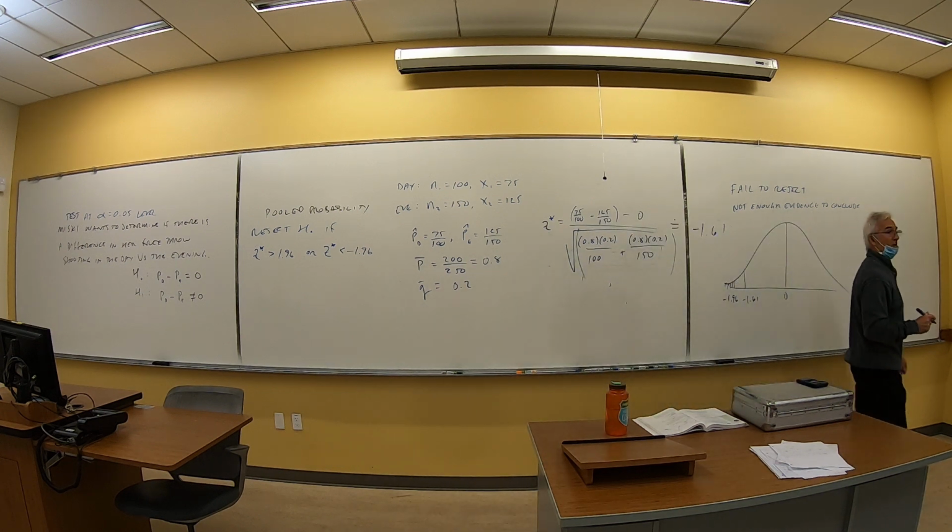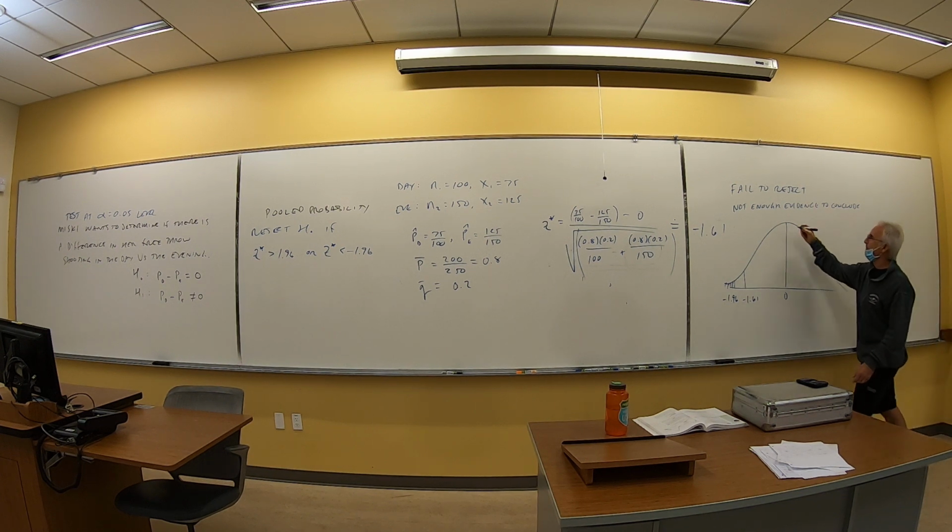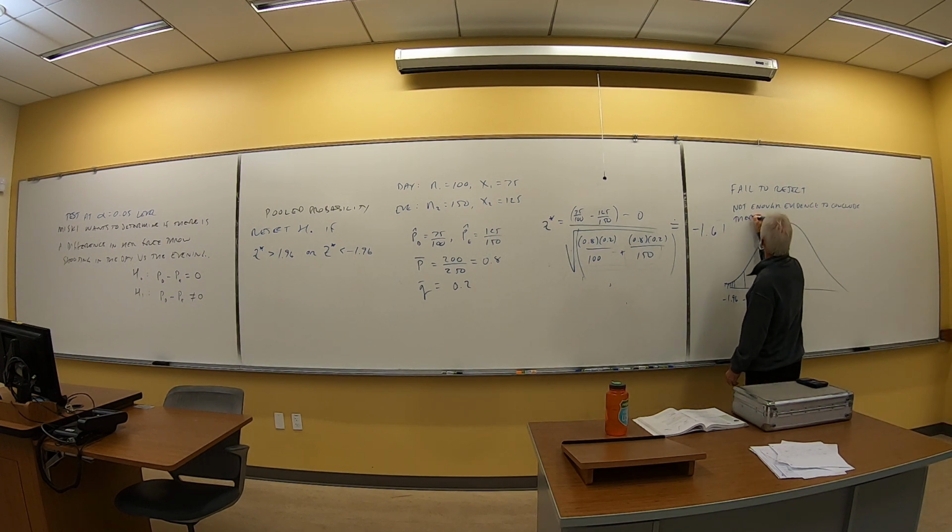There's not enough evidence to conclude that there is a difference in day and evening. That doesn't mean we believe she's exactly the same. There's just not enough evidence to say that there's a difference. That's all it is. So in other words, not guilty, but we're not saying innocent. We're just saying there's not enough evidence to prove you're guilty. Think of it that way. To conclude, there is a difference.